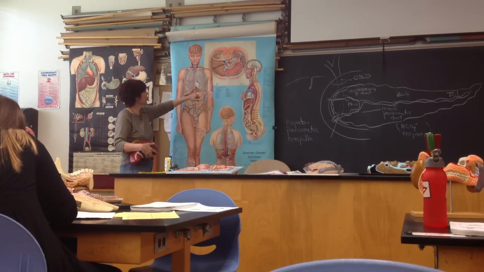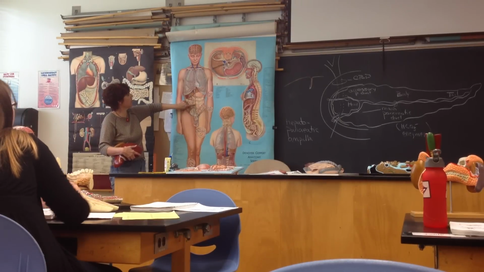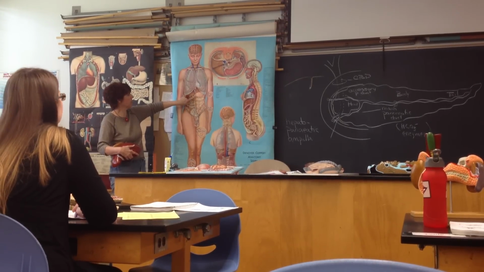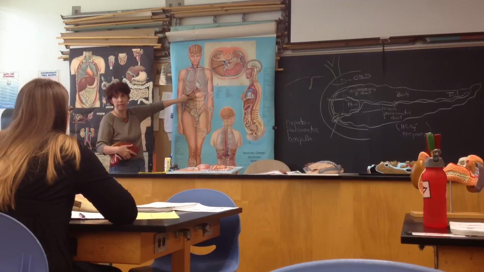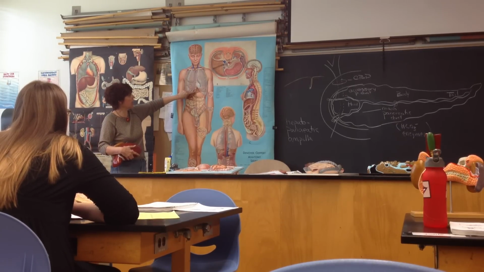So here's the right lobe and the left lobe of the liver. Here's the umbilicus. So traveling up to the liver would have been the fetal umbilical vein. 35 here is the ligamentum teres or round ligament, same thing. And this would be the falciform ligament right here.